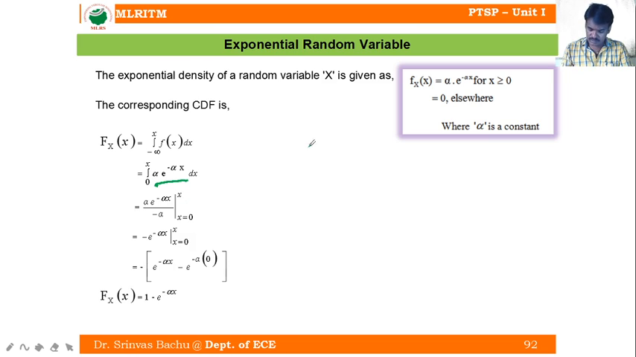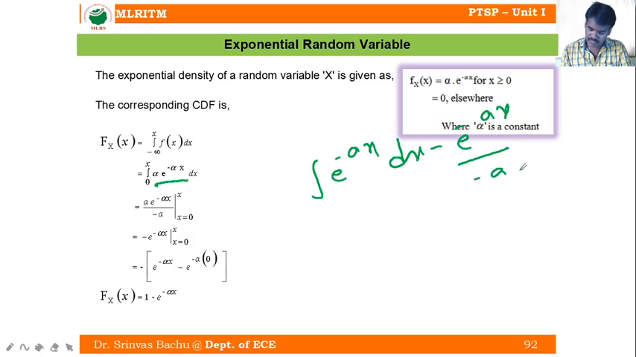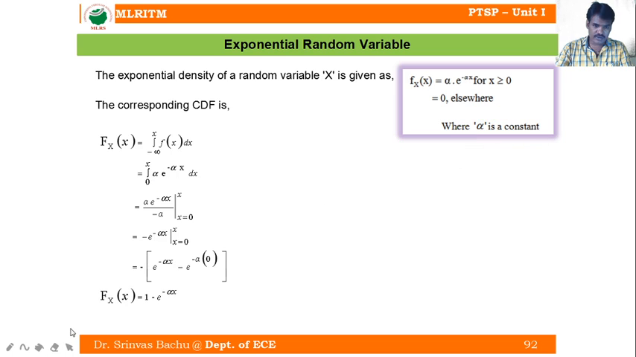Simplify this integration. The integration of e to the power of minus ax into dx equals e to the power of minus ax by minus a. So now apply the limits and simplify. Once simplified, we'll get the answer 1 minus e to the power of minus alpha x.